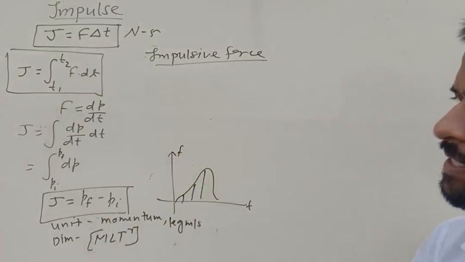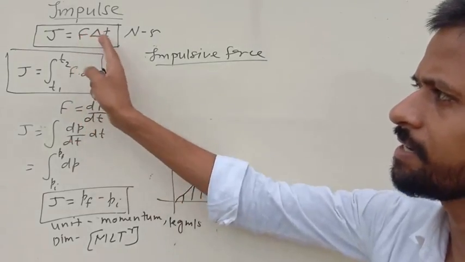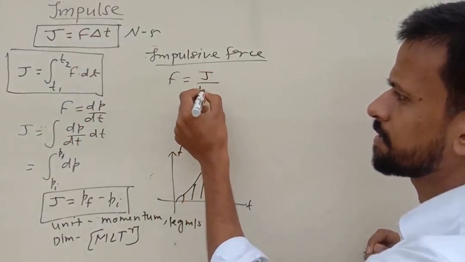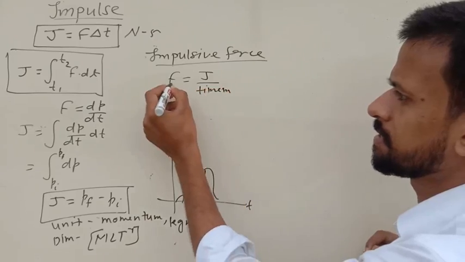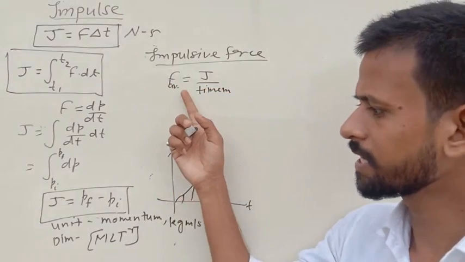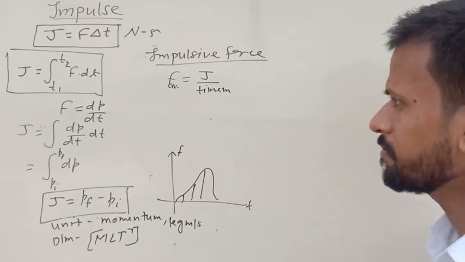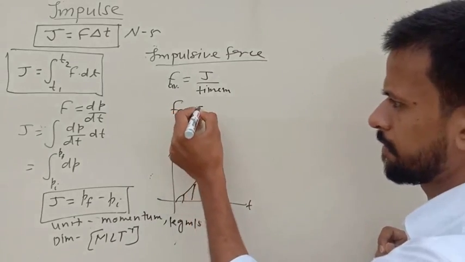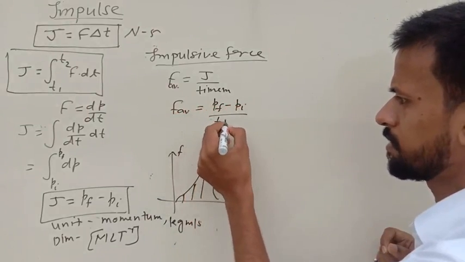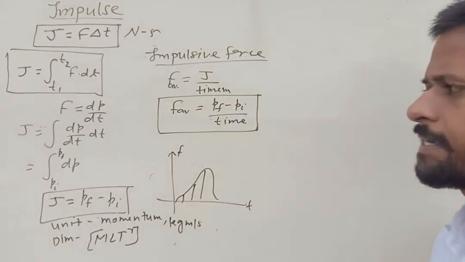How do we calculate the average force? Here is the F dt. Then we can write F is equal to J upon time. This is the average force, and this average force is the impulsive force. How will we calculate it? We know J is equal to final momentum minus initial momentum. Then we can write F is equal to final momentum minus initial momentum upon time. This is the impulsive force.